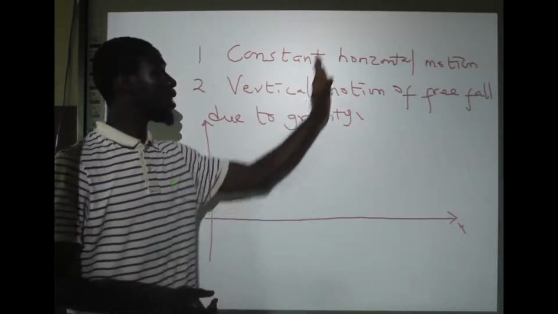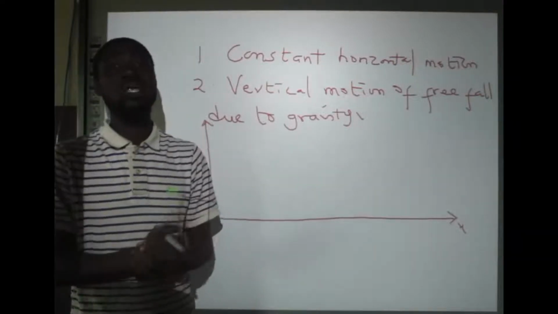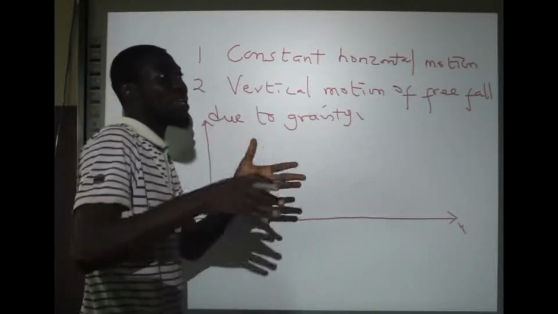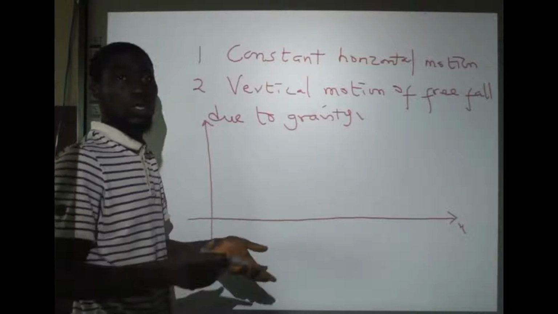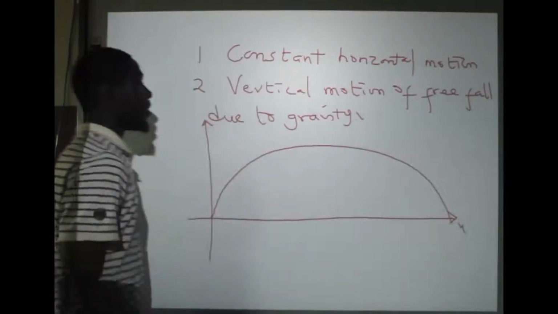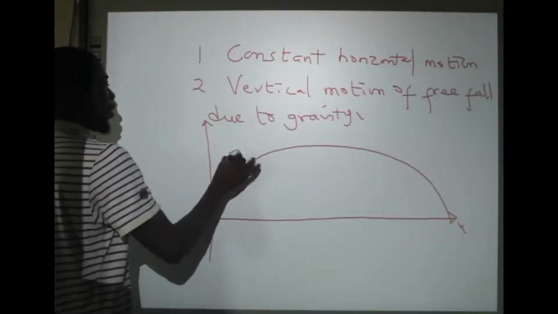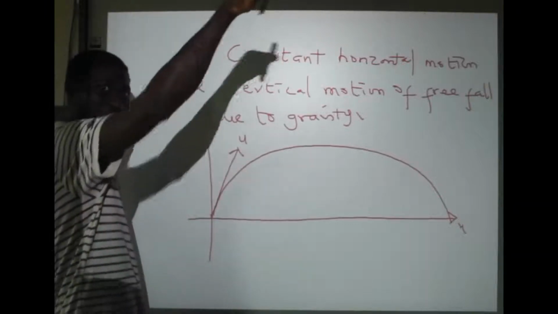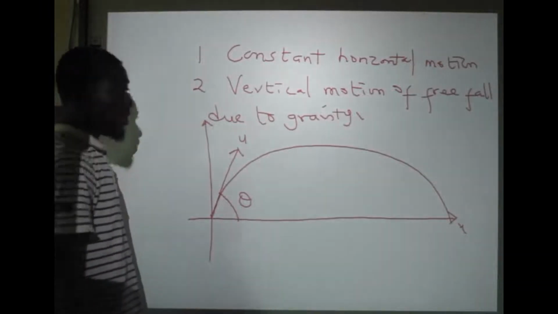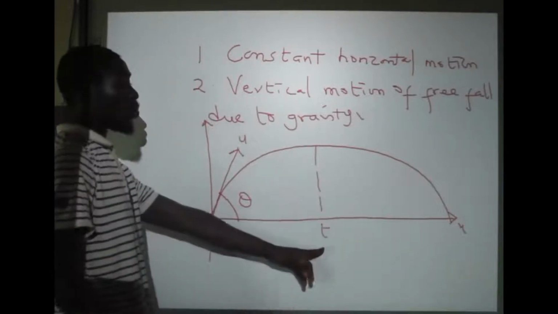These two independent motions are what we are going to use to explain the terms that we use in projectile motion. Don't forget, we started discussing these terms last week. So we have different terms. Let me start with the initial velocity of the object. You throw an object, and the initial velocity makes an angle theta with the horizontal. We also have the time taken to reach the maximum height, represented as small letter t.